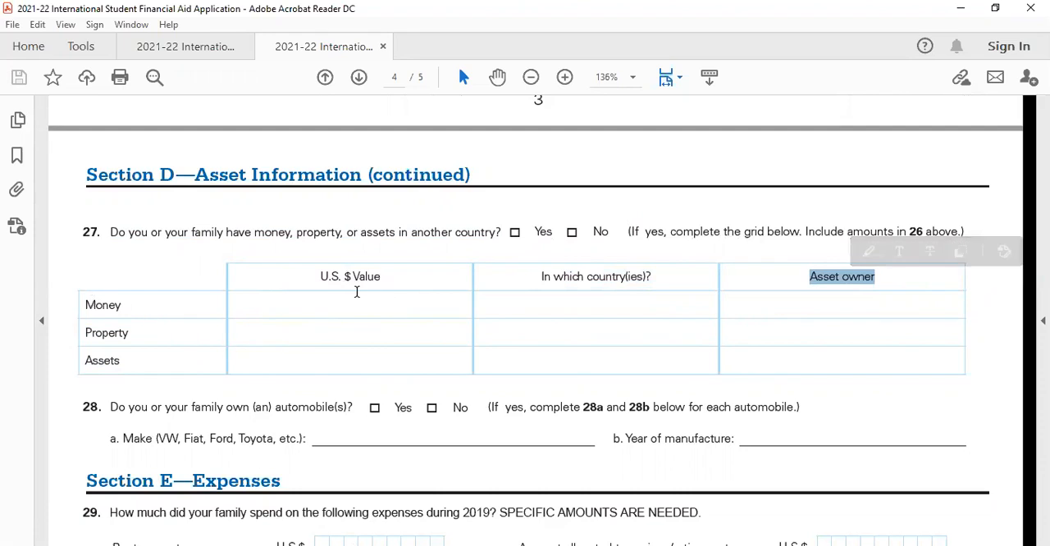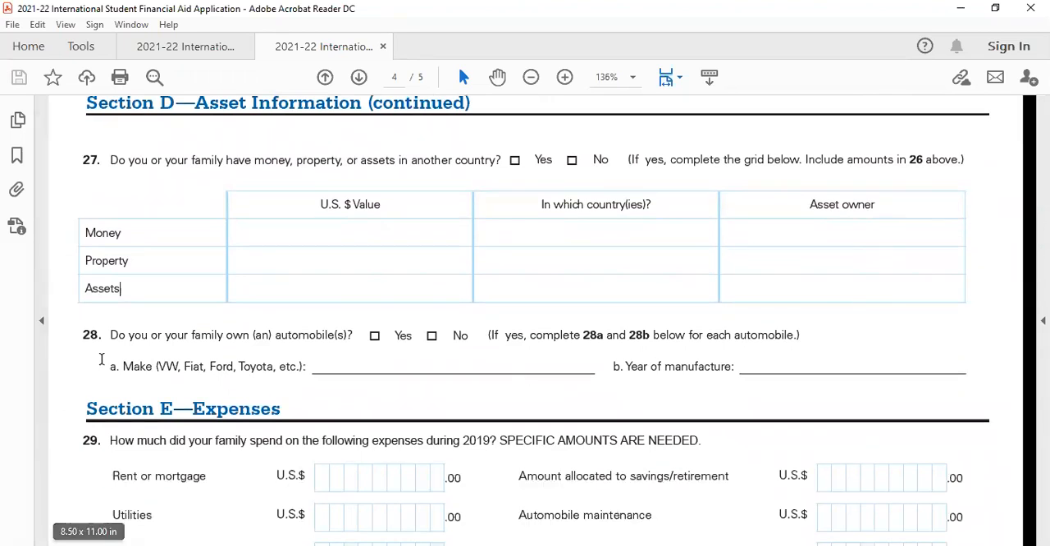How much money do they have? How much property do they have? How much other kind of assets do they have? So what's the value of that? In which country is it, and who is the owner? Your mother, your father, or your grandparents, or someone like that.